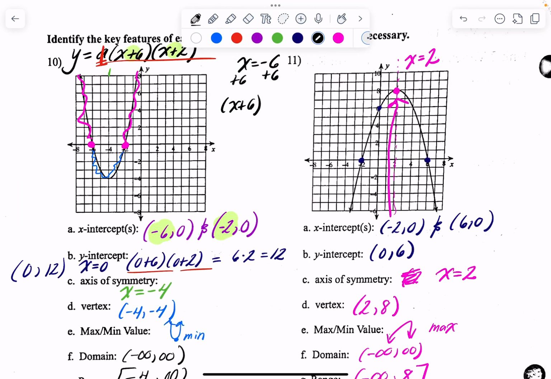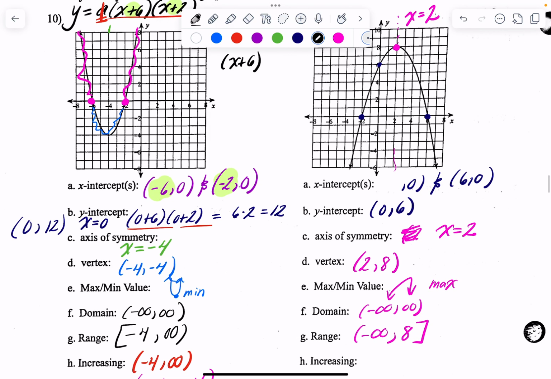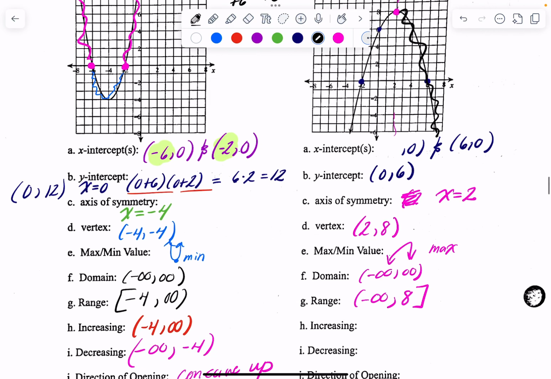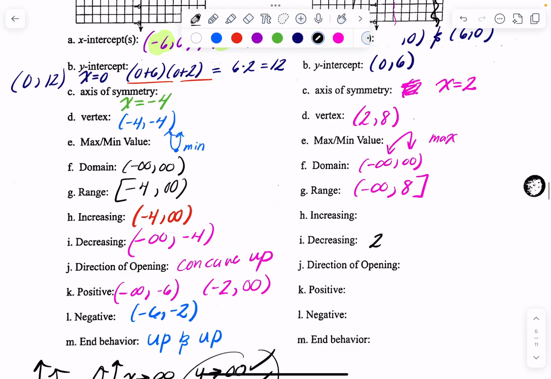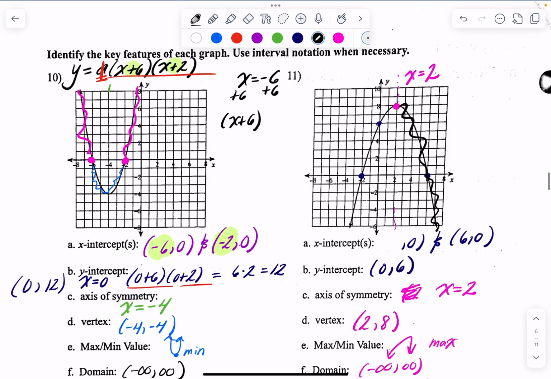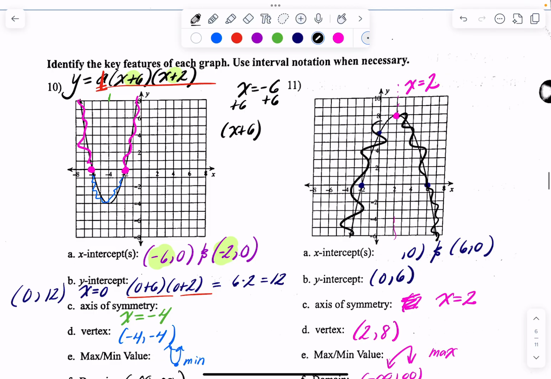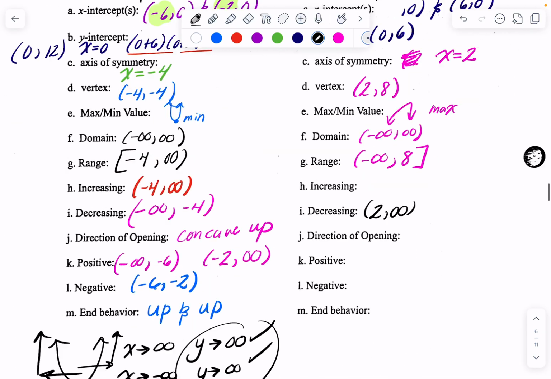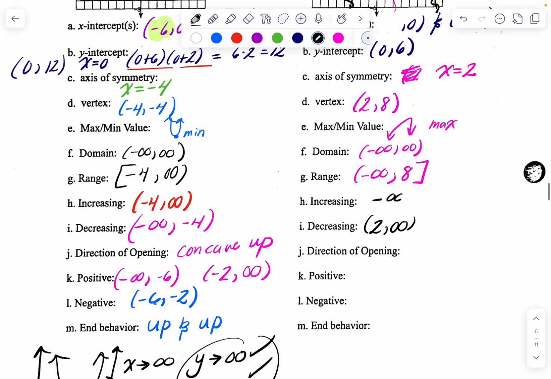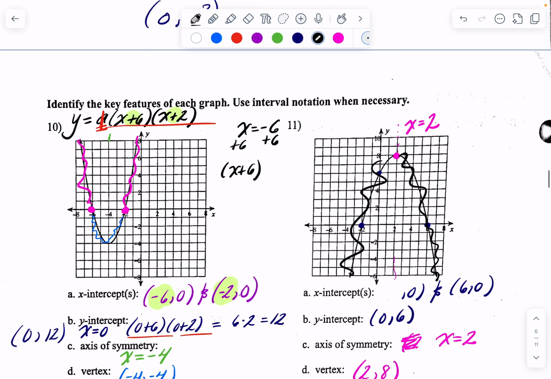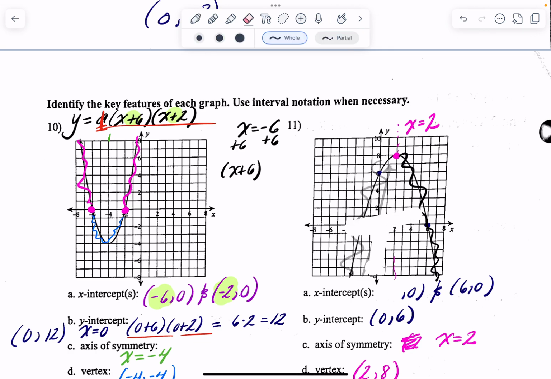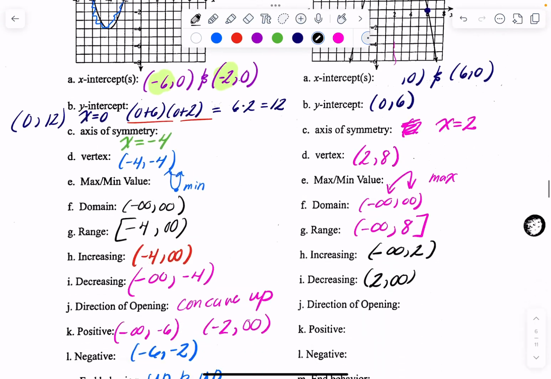Okay, so looking at this one, decreasing. Where are we decreasing? Decreasing would be right here. So you'd say from 2 to infinity. We're increasing from here to here. So we're increasing from negative infinity to 2. Very common for kids to answer, like I said, oh, from negative infinity up to 8. And they're on the right track, but it's just not how we answer increasing and decreasing.